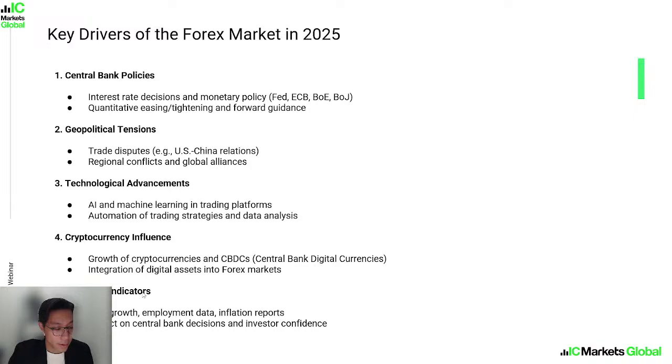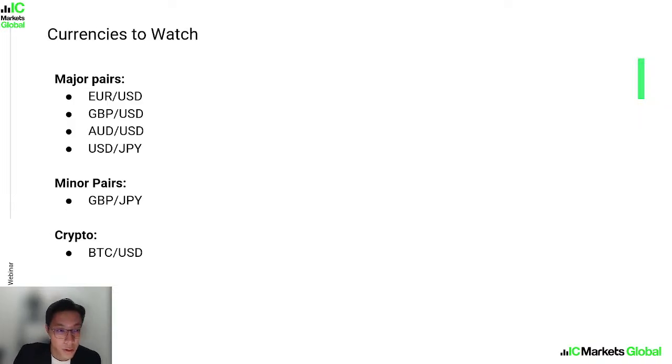Okay, then the fifth part is economic indicators. You can look at GDP, employment data, and inflation reports from Forex Factory. Later on, after a couple of slides, I'll show you guys step by step how I look at the markets on a weekly basis. Then lastly, we have the impact on central bank decisions, and also the confidence that the investors have. Okay, so the next part, just a few more slides of words, and then we will hit the charts.